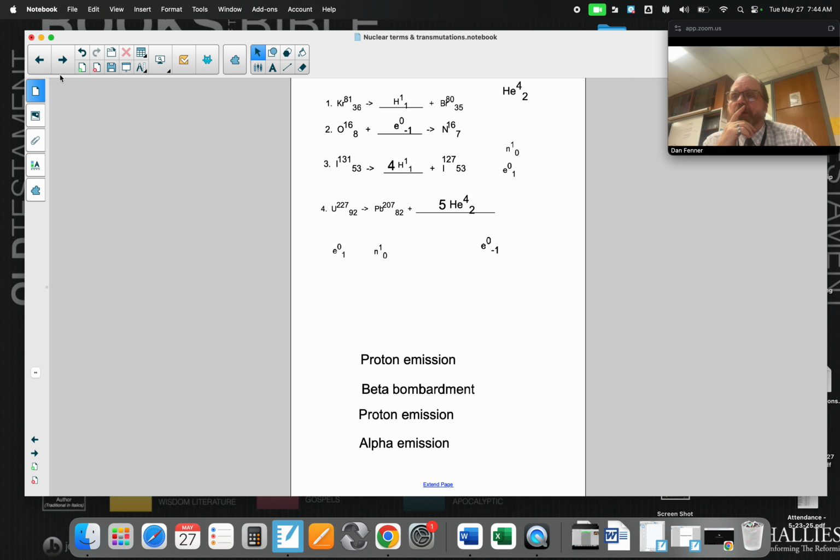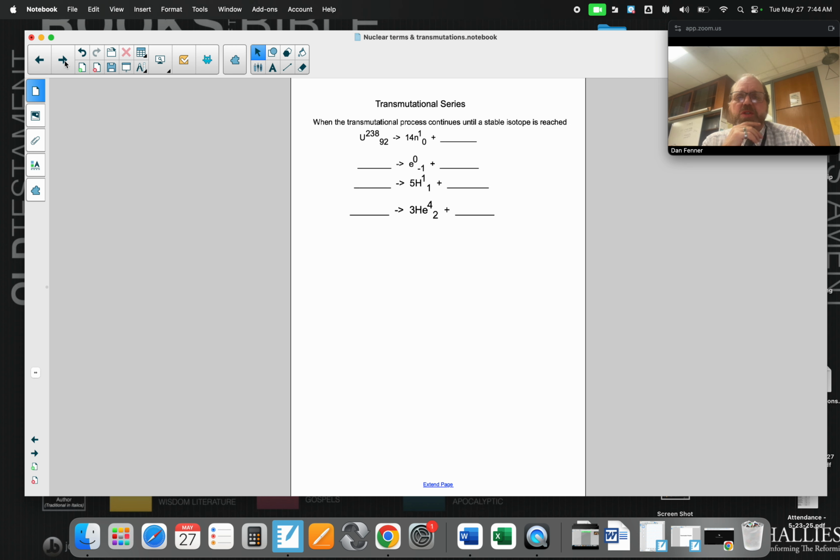All right. Now we do have one last thing that we can talk about. So we'll talk about transmutational series. This actually happens often in reactor material, where we go from one thing to another and keep going down until we get to the end process.